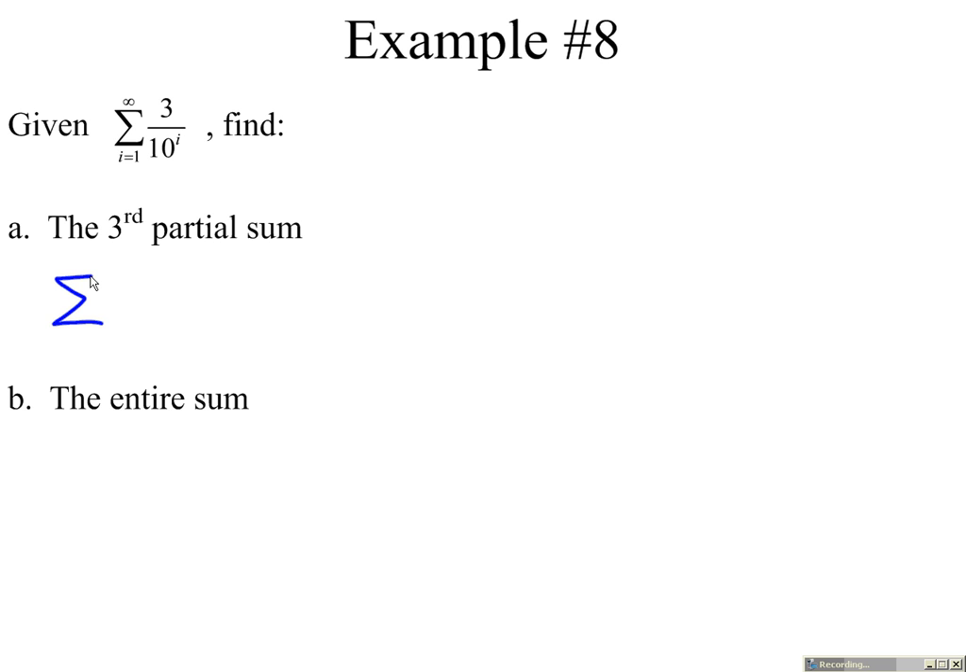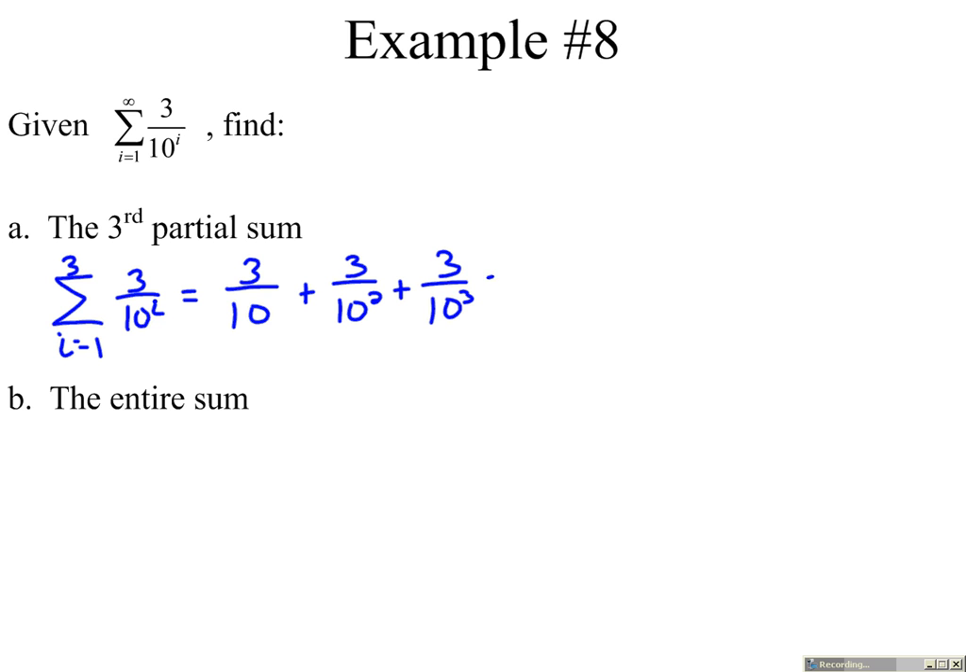So we're basically changing the problem to be i equals 1 up to 3 of 3 over 10 to the i power. So if I begin writing that down, first 3 terms, 3 over 10 to the first, 3 over 10 squared, 3 over 10 cubed, which is 0.3 plus 0.03 plus 0.003, which is just 0.333. So there's the third partial sum.